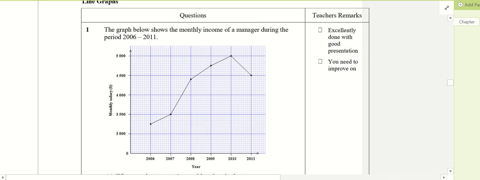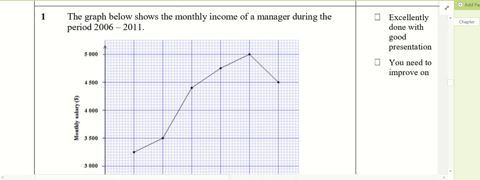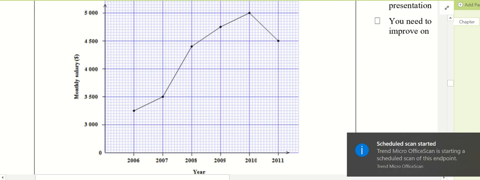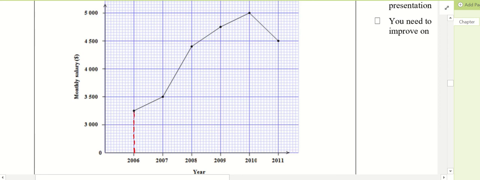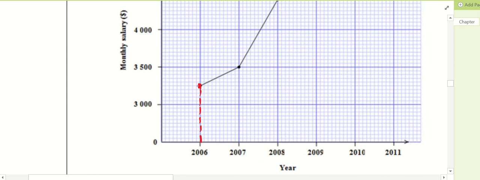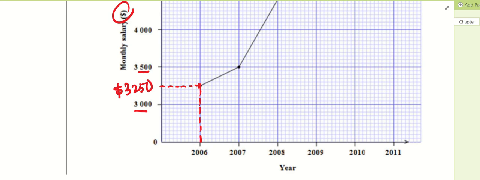Okay, so let's take a look here. The graph below shows the monthly income of a manager during the period of 2006 to 2011. So monthly income, let's take a look. So how do we read this? Well, very simple. For 2006, you just need to go upwards until you reach the data point over here. Let me zoom in a bit. Then you will read off horizontally. So for 2006, this is halfway between 3000 and 3500, so it's $3,250. Remember that the units are in dollars over here. So 2006 is 3,250.